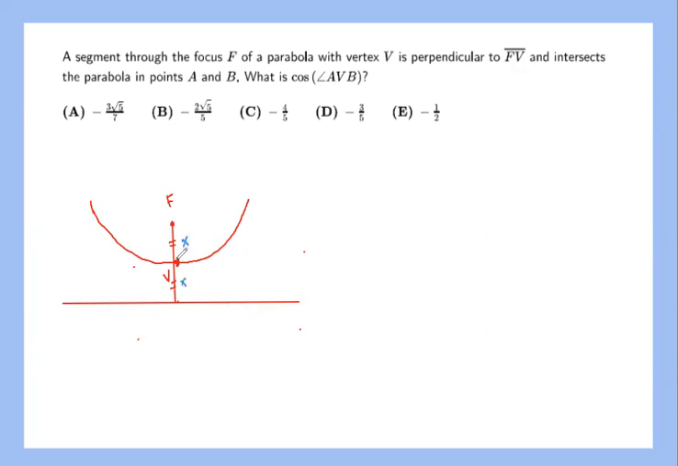But again, this is not the special point. We can have any point on this curve. So let's read the question and see what's going on. It says there is a segment through F. So we are going to have a segment going through this point, and that is perpendicular to FV. So this is FV, and we are going to have something perpendicular. That should be something like this. So let's go ahead and draw that.